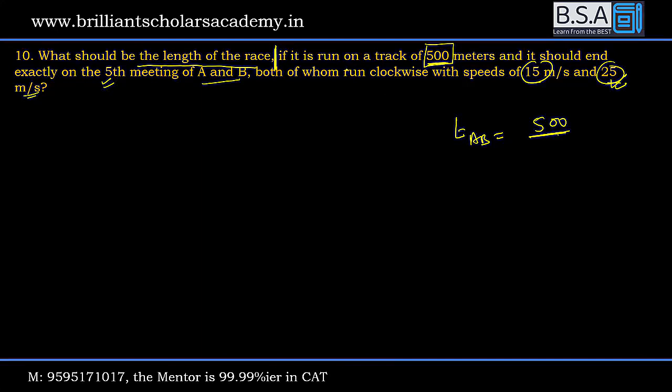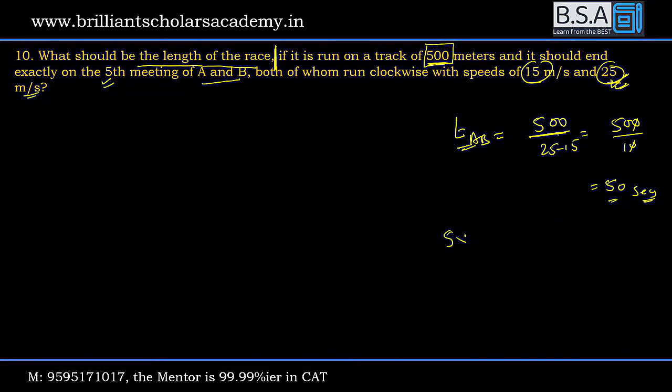Because the direction is the same and B is the faster one, B will travel extra. So 25 minus 15, so 500 upon 10. So their first meeting happens in 50 seconds. First meeting happens in 50 seconds. So what do we want? We want the fifth meeting. The first meeting is in 50 seconds.